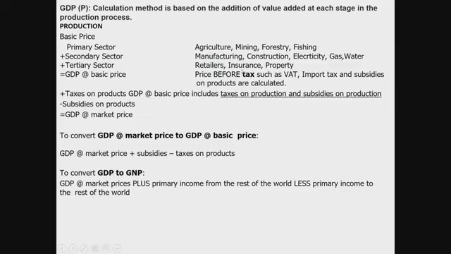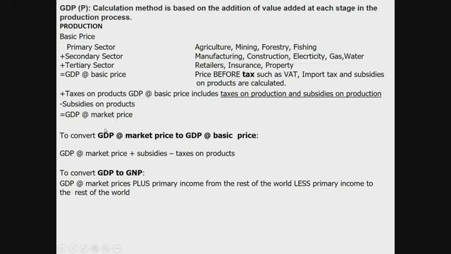And this is your price before taxes such as VAT, import tax, and also before subsidies on products are calculated. Right, so you take your GDP at basic price plus your taxes on products minus the subsidies on products, which will then give us our GDP at market price, right? Your GDP at basic price includes taxes on production and subsidies on production. That's already included there, right? And then here we now get to our GDP at market price.